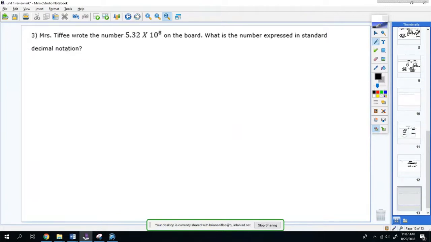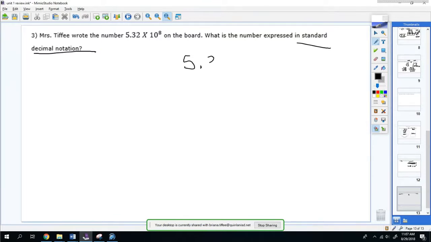All right, one more, guys. Miss Tiffy wrote the number 5.32 times 10 to the 8th power on the board. Write the number expressed in standard decimal notation. Okay, I know I have not used this word. Basically, standard decimal notation means change the number back.